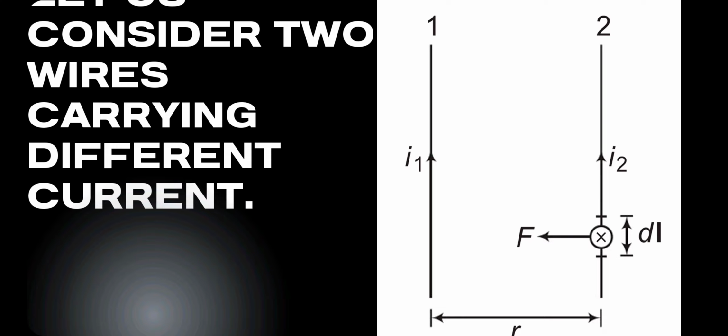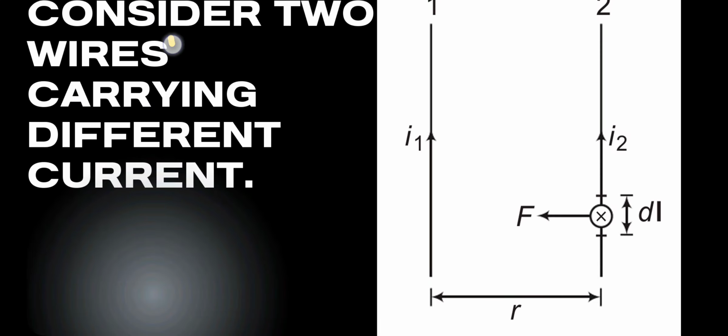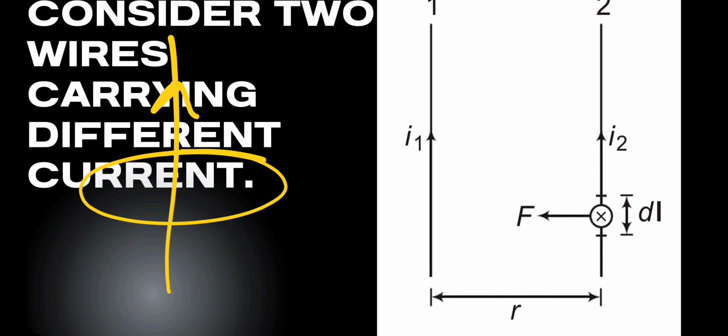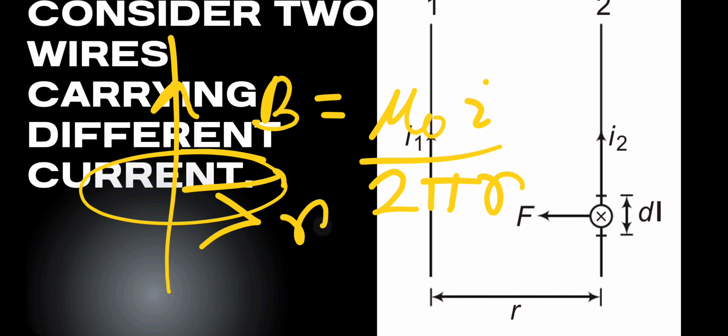Previously we have found the magnetic field due to a long straight current carrying wire, and this value of the magnetic field, determined by Ampere's circuital law, is B equals mu 0 I by 2 pi r at a distance r. So we will apply this law here.